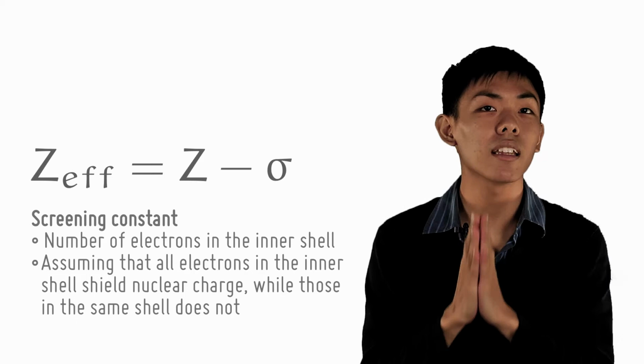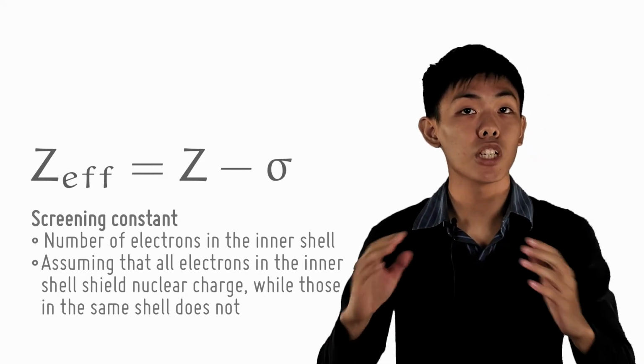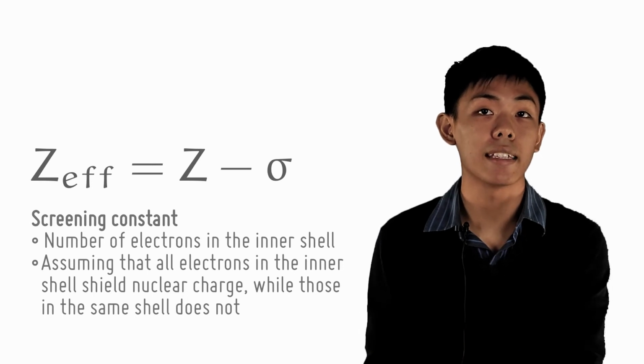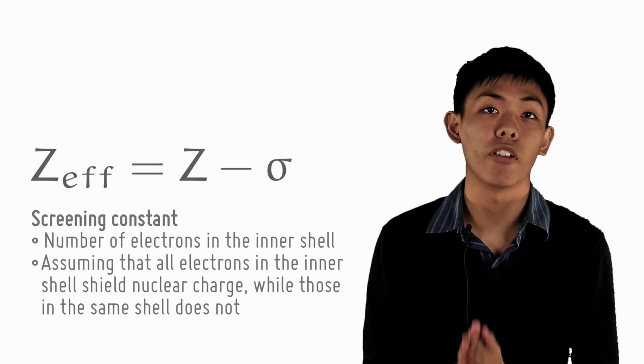But this is assuming that all electrons in the inner shell shield nuclear charge, while those in the same shell do not, because they are all at the same energy level. This assumption should be sufficient for most part of H2 chemistry.